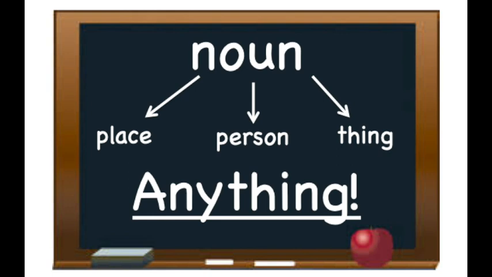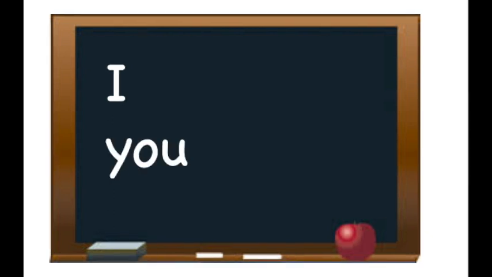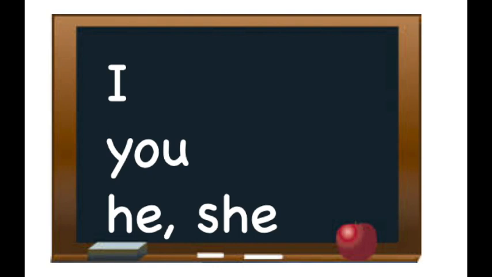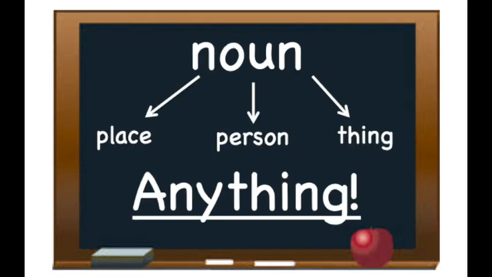So if you want to talk about someone, if you want to talk about you, you say I. If you want to talk about your friend, you say you. I, you, he, she, we, they. These are all words that can be the subject of a sentence. But that's not it. Remember, a noun can be any person, place, or thing.